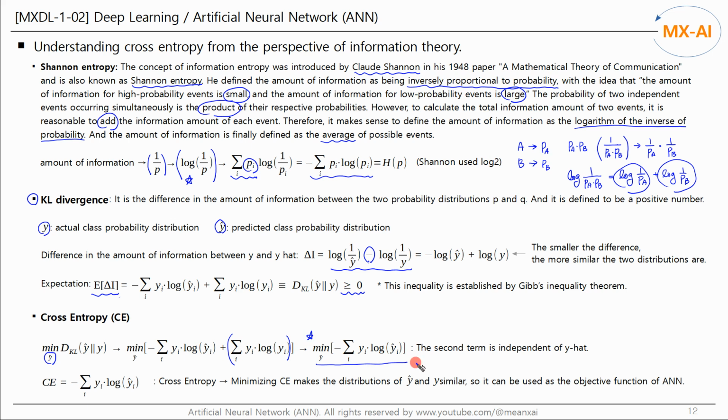This means that if y hat is determined to minimize this part, the distributions of y and y hat become similar, because the KL divergence becomes minimum. This means that the predicted class is closer to the actual class. This part is the cross entropy. Minimizing CE makes the distributions of y and y hat similar, so it can be used as the objective function of ANN.